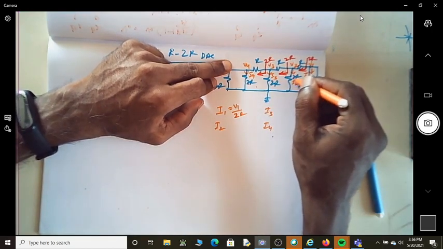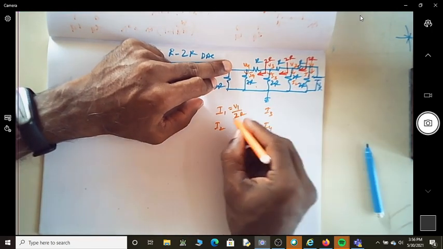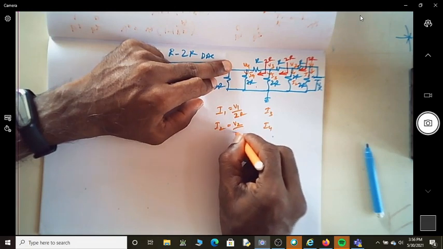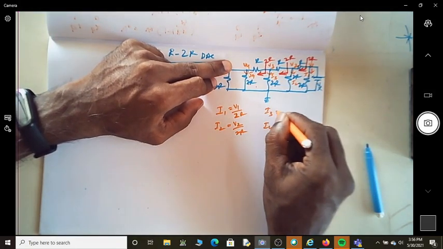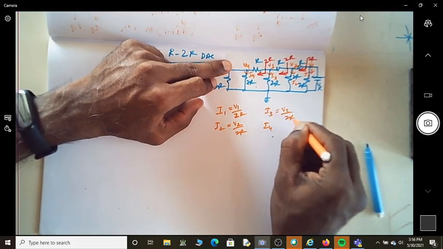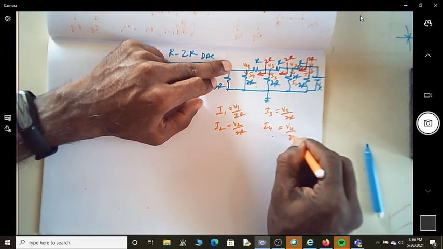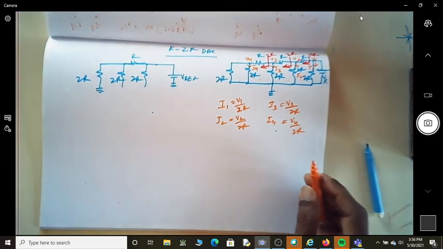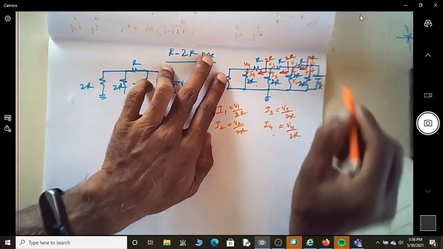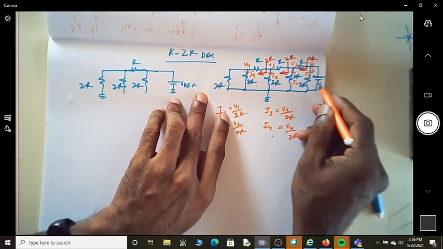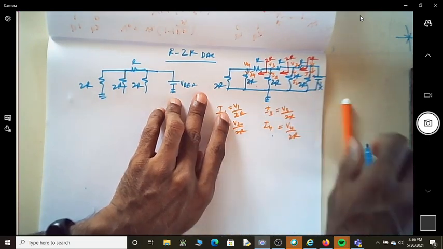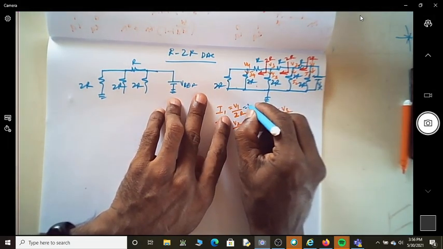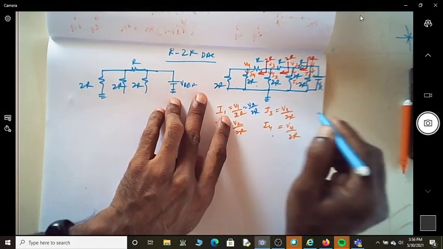What is the current I2? Is it actually V2 by 2R? So it's again now V2 by 2R. So what is I3? It is V3 by 2R. Now it is finally V4 by 2R. Now the point is, what is V1 in terms of Vx? So is V1 equal to Vx? Because it is the same voltage going there, it's actually coming out to be Vx by 2R.